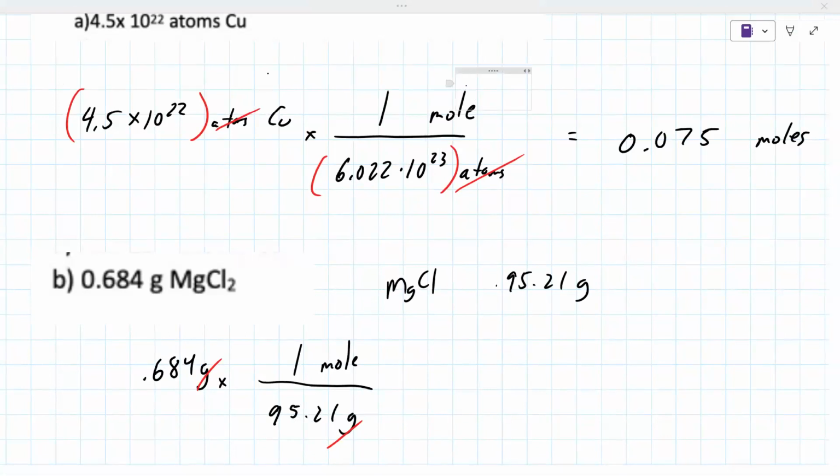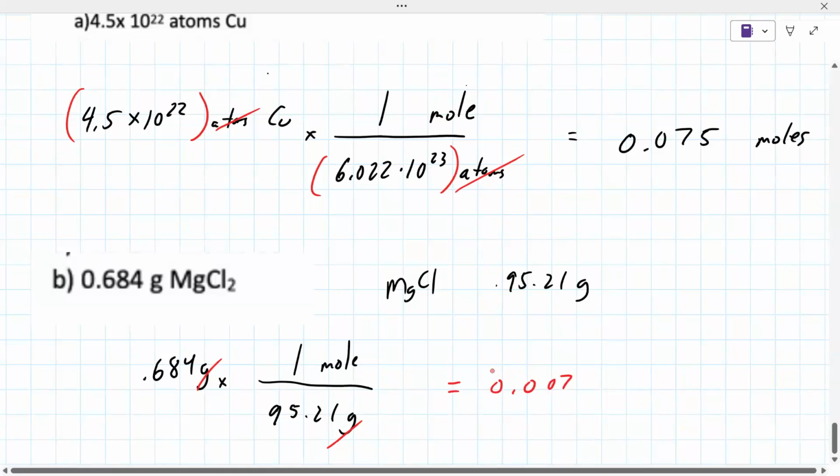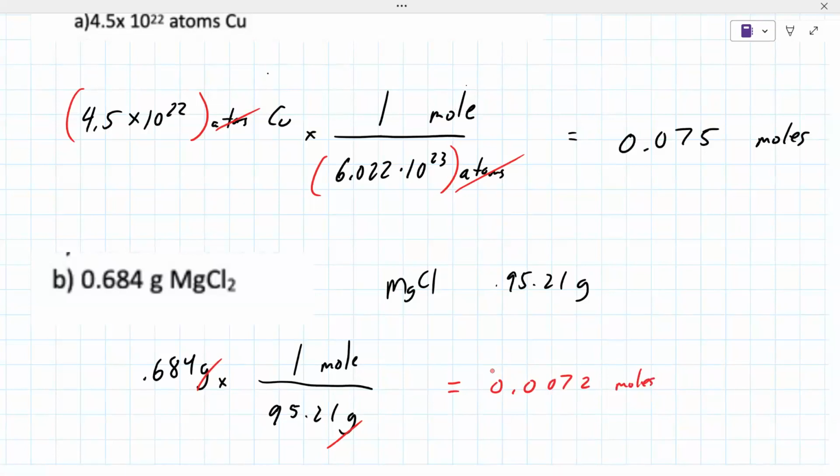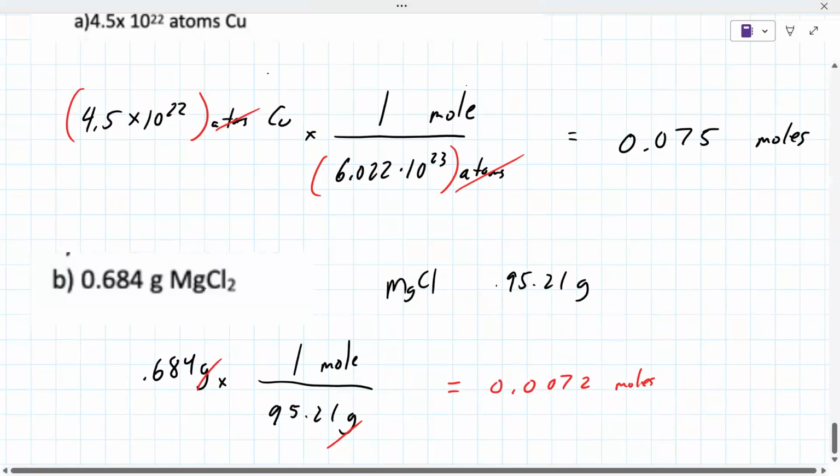Oh boy, that's not going to work. 95.21. There you go. So this ends up being 0.0072 moles. And this is the calculation you're going to be doing a lot of in this course. You're going to be converting grams to moles, grams to moles, grams to moles. That's not bad, honestly. This is simpler than the polyatomic anions and compounds and all that.